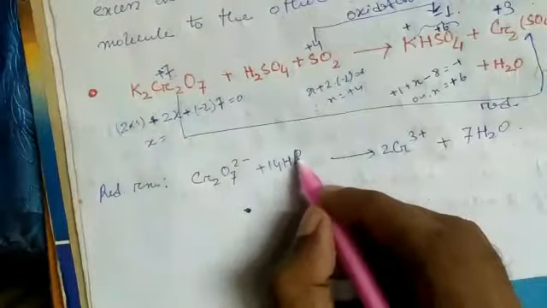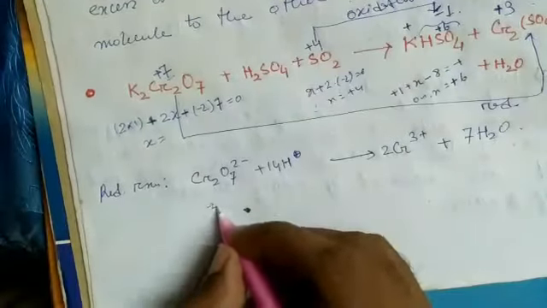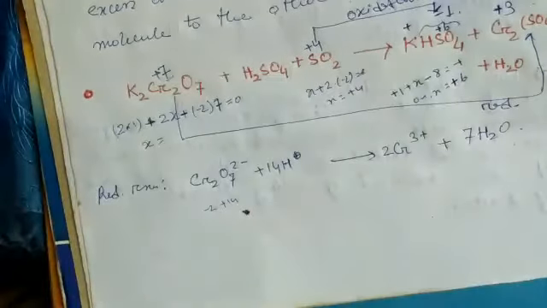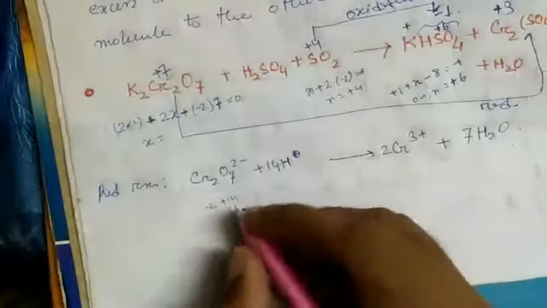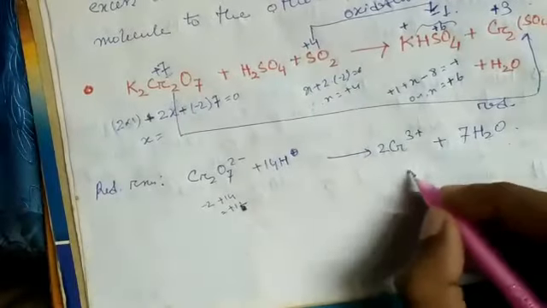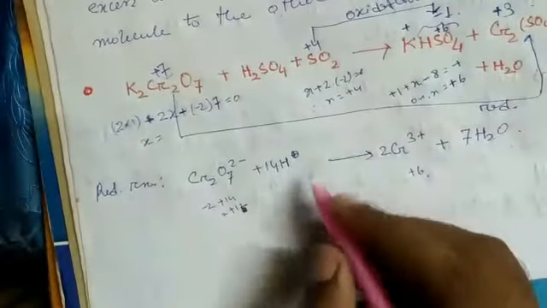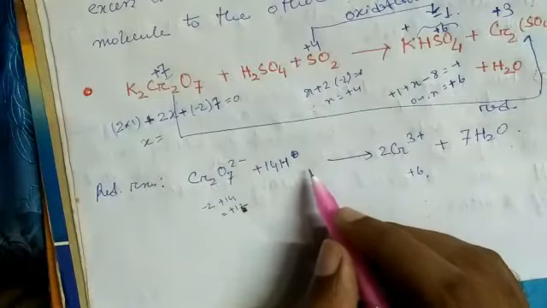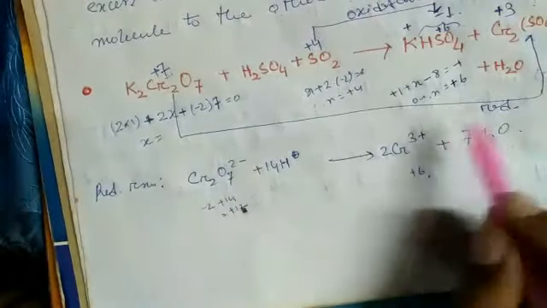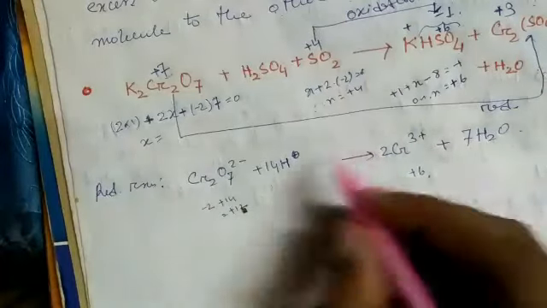Here the total charge is -2 plus 14, that is plus 12, and here the total charge is plus 6. So we have to add 6 electrons, so that the total charge of the left hand side and right hand side will be matched.